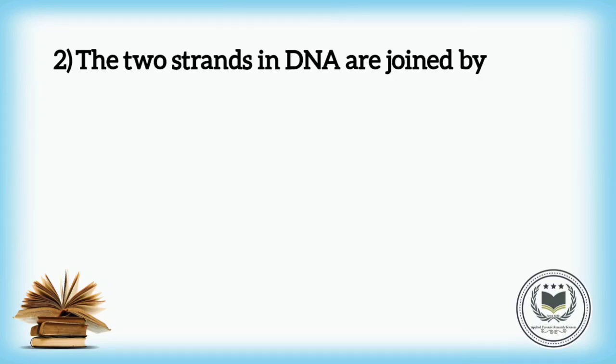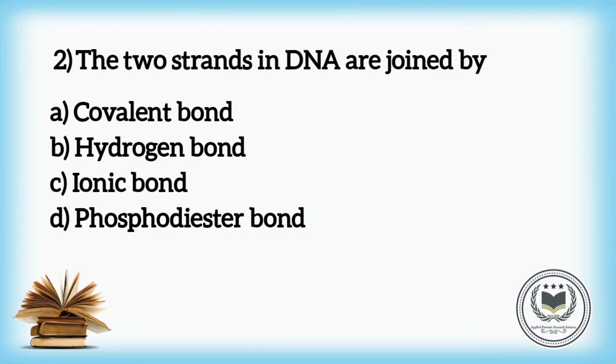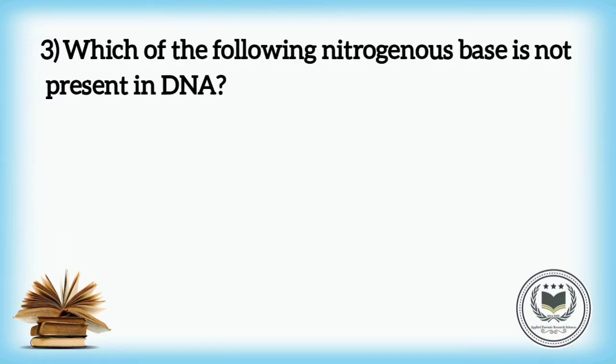Here's the second question. The two strands in DNA are joined by option A. Covalent bond, B. Hydrogen bond, C. Ionic bond and D. Phosphodiester bond. And the correct answer is B. Hydrogen bond.